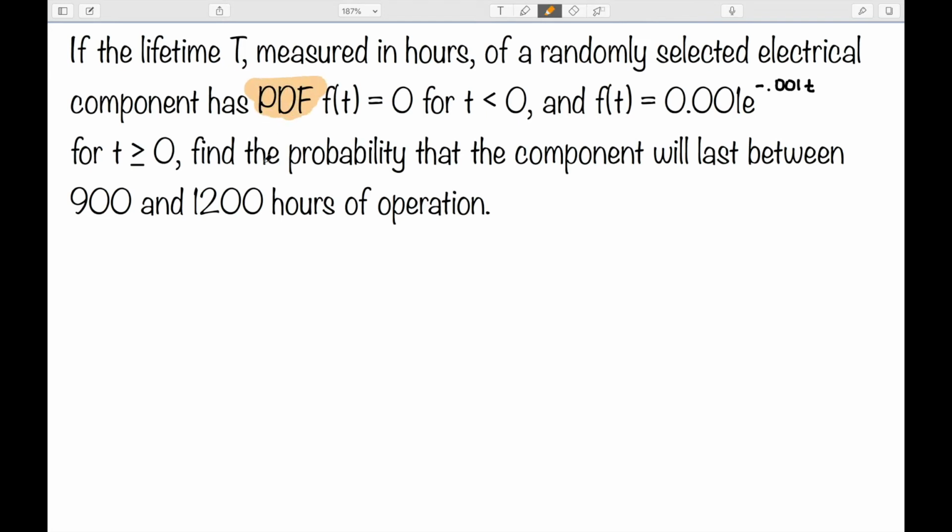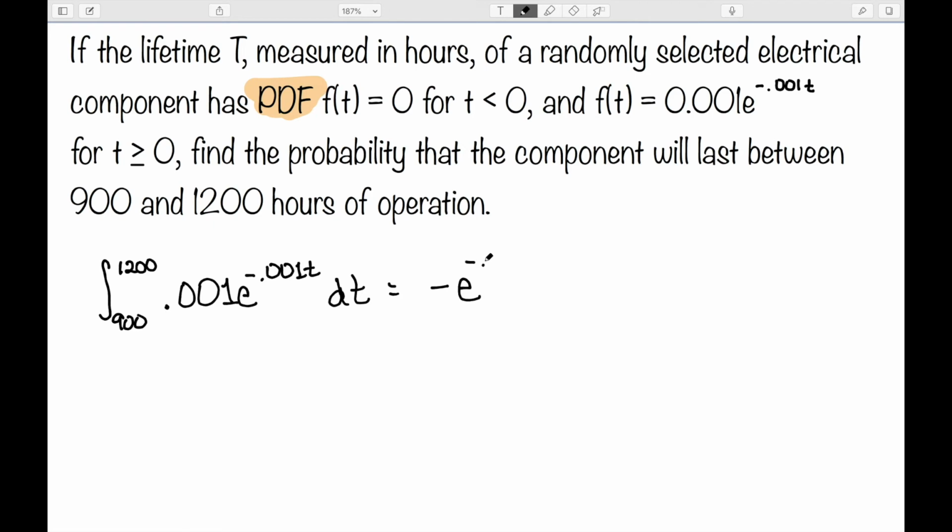Since this is a PDF, we need to integrate. We want this integral to go between 900 and 1200 of 0.001 e to the negative 0.001 t dt. Well, the integral of this is going to be negative e to the negative 0.001 t taken between 900 and 1200.